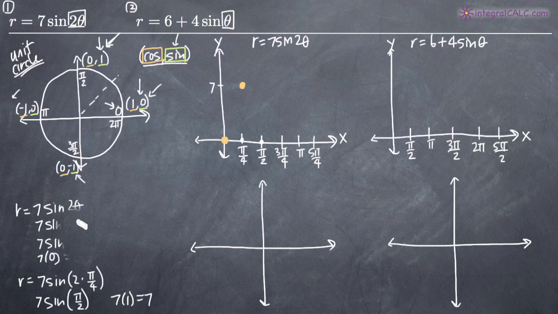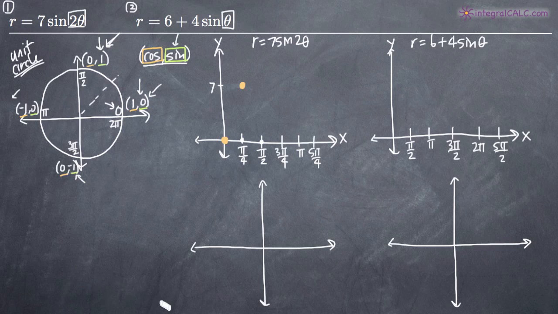If we went ahead and plugged in pi over 2, let's just give ourselves some more space. If we plugged in pi over 2, we'd get r equals 7 sine of 2 times pi over 2. Our 2's will cancel and we'll be left with 7 sine of pi. Well, sine of pi, here we are at the angle pi, and we know sine to be the y-coordinate, so that's the y-coordinate there, which is 0. 7 times 0 gives us 0. So again, coming back over to our graph here, our y value is then 0.